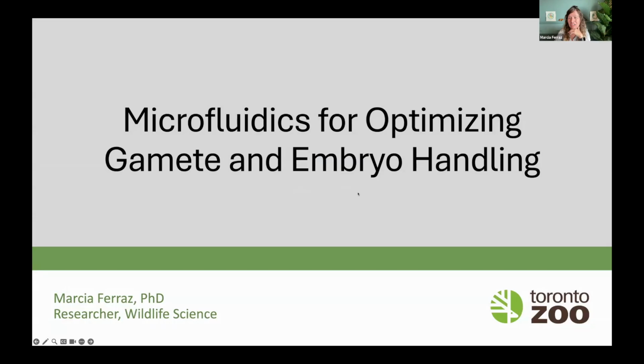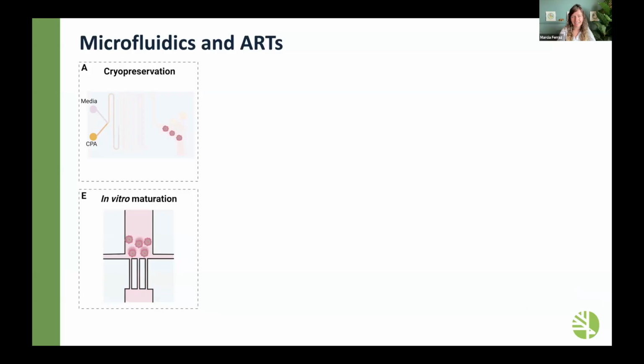So I will talk about using microfluidics for optimizing gamete and embryo handling. So why do we need that? There are microfluidics devices developed. I think the first microfluidics for assisted reproductive technologies was described in the early 2000s. But until now, we don't use that in the clinic.